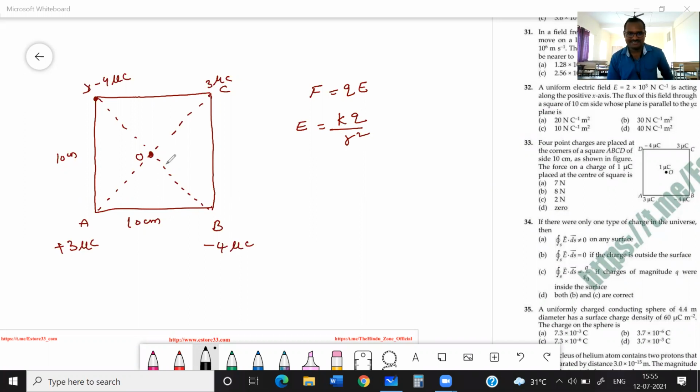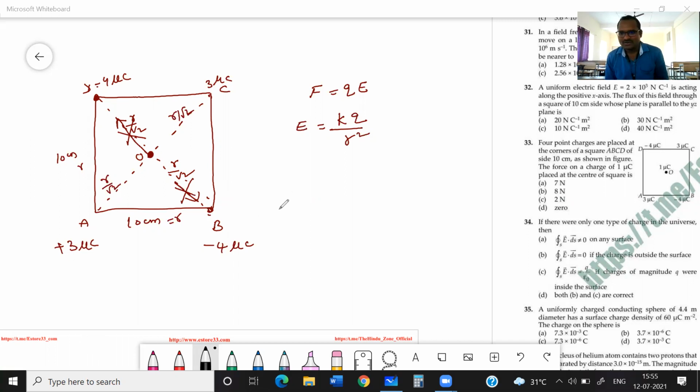Clear, students? See, this total distance, imagine this is R, this is also R, this total distance is root 2 R diagonal, then this will be R by root 2, this is also R by root 2, this is also R by root 2. Yes, distances are equal from the center, as you know it is a square. And see, this is a negative charge, electric field will point towards it due to this, and this is also negative charge, electric field will point towards this due to this. As the charges are equal and the distances are equal, what will happen? Net electric field at the center will be 0 due to these two.